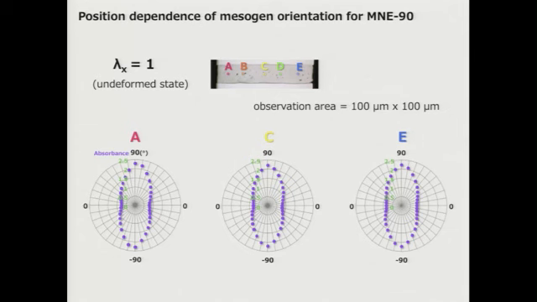So for more detailed characterization of this necking phenomenon, we use the infrared microscope. Now we select 5 different positions from A to E. Each area is a 100 micrometer square. So this is the undeformed state. Of course, this orientation is uniform.